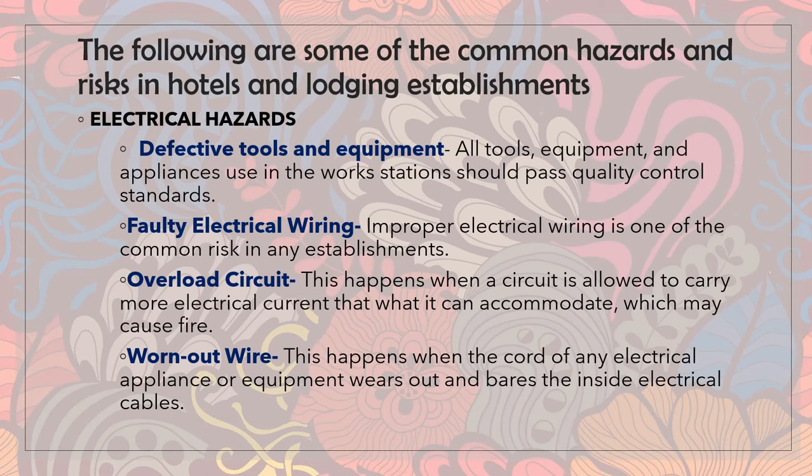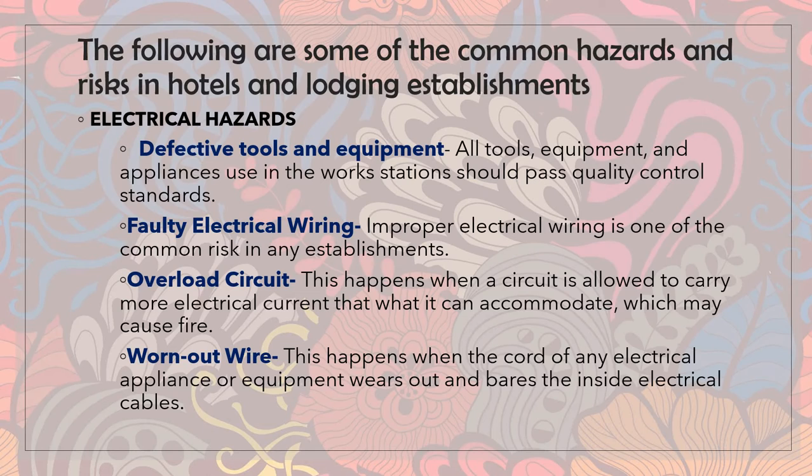So kung mapapansin nyo, kapag tayo ay bibili ng mga equipment, meron silang sticker na nakadikit dun sa mga appliances na nagsasabing nakadaan ito sa quality control. So, ibig sabihin, safe yung appliances na nabili natin. Kung bibili kayo ng mga appliances, siguraduhin nyo na kahit na sabihin nating mahal, sure naman tayo na hindi agad ito masisira or hindi agad mag-overheat. So, that is defective tools and equipment.